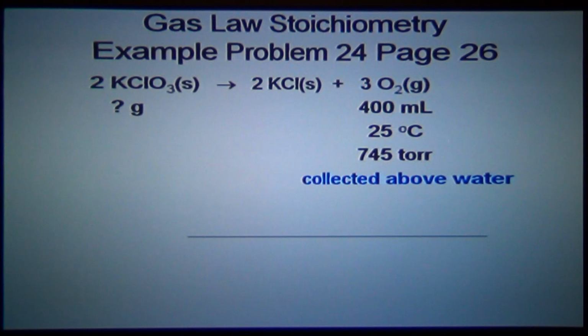The pressure, I'm going to have to change that to atmospheres. But before I change it to atmospheres, I have to subtract out the vapor pressure of water at 25 degrees, which I'm going to get from a table. So I'm going to say 745 minus the vapor pressure of water. And then to change torr to atmospheres, I'm going to have to divide by 760, because 1 atmosphere equals 760 torr. So if I do all the unit conversions, I'll be able to solve for moles of the oxygen.